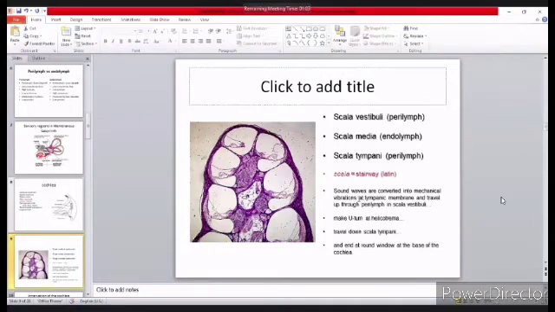So here we have sound waves, which are converted into mechanical vibrations at the tympanic membrane, traveling through the perilymph, and then they come to the scala vestibuli. From the scala vestibuli, they make a U-turn. The point at which the scala vestibuli and the scala tympani come into contact is what we call the helicotrema.